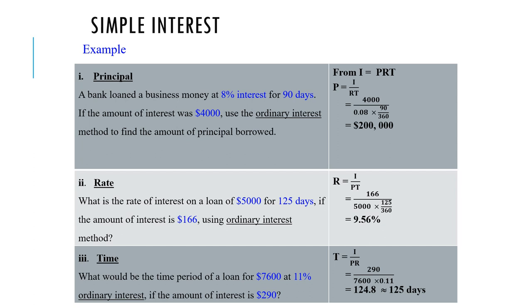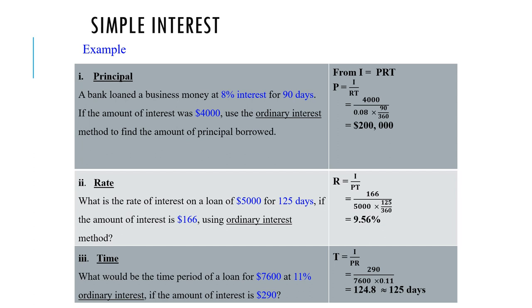So R equals to I over PT. I is 166, right? According to the question. Divide with 5,000, which is your principal, times 125 over 360. Whatever value you get, you must times with 100 because you want to find percentage. If you plug this formula inside the calculator, you will get 0.0956. That is because it's decimals. But because you're finding rate, you need to times 100%. And because percentage, it has to be in two decimal places, 9.56%.